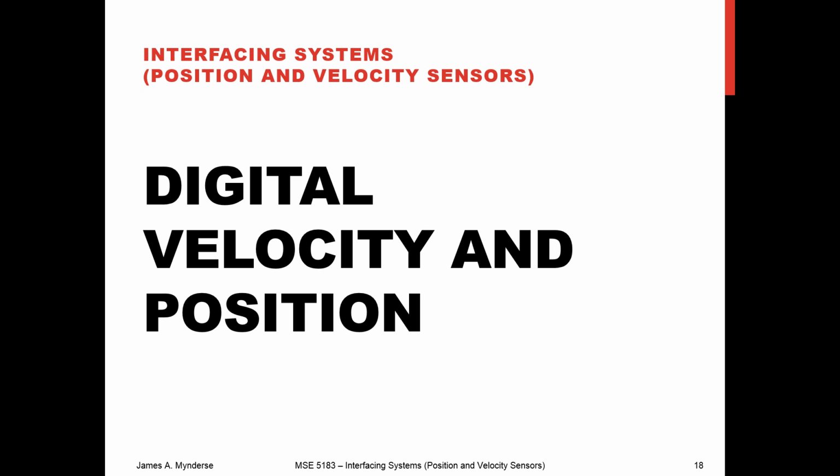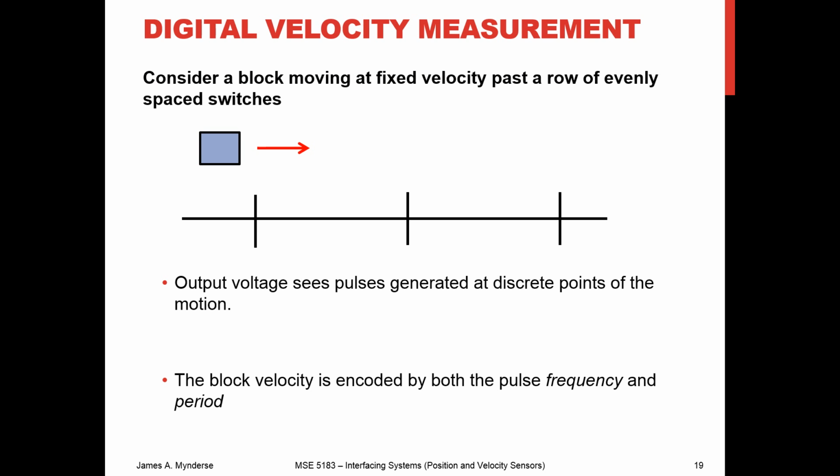And so we want to talk about different schemes for digital velocity and position measurement. And I say velocity and position because we're going to start with velocity and then go to position. So consider first a block that's moving at a fixed velocity. And so we've got these switches. I've got 3 of them drawn in here.